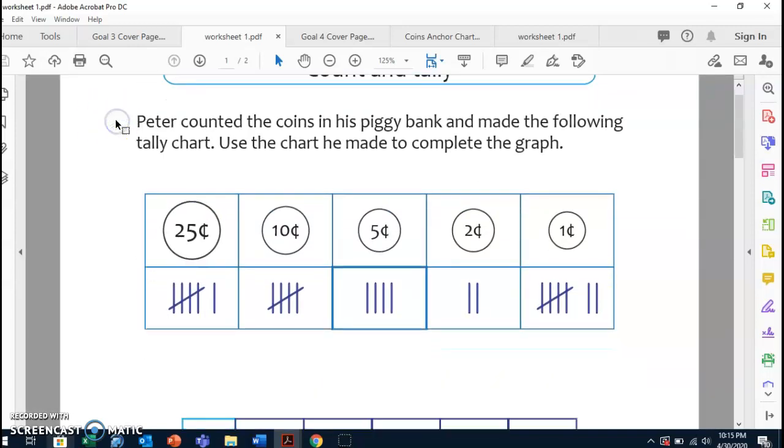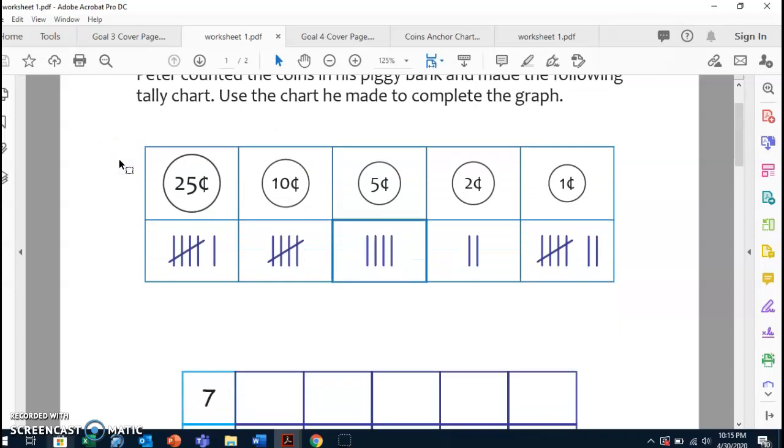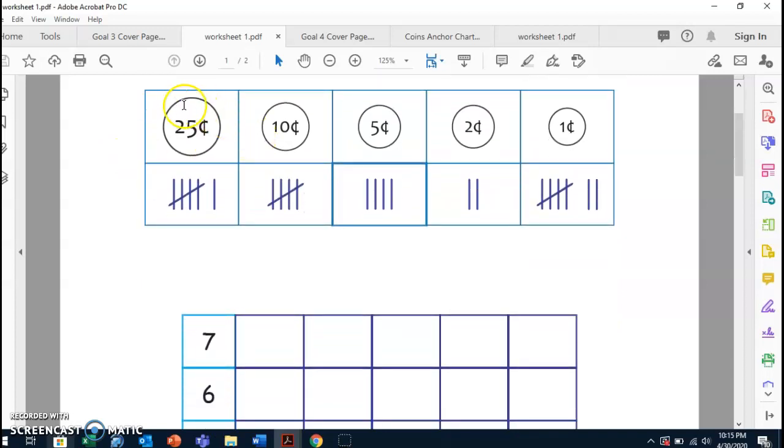So count and tally. Peter counted the coins in his piggy bank and made the following tally chart. Use the chart he made to complete the graph. So here we can see 25 cents. How many quarters did he have? He had 4, 5, 6. 6 quarters in his piggy bank.